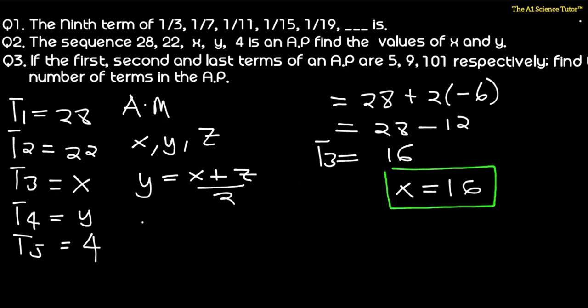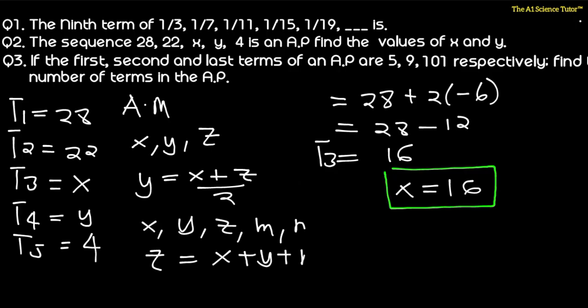How about if we had x, y, z, and let's say we had m and n. What is going to be the arithmetic mean for this sequence? If we take it that this is an arithmetic sequence, this is actually possible. We could say z is equal to x plus y plus m plus n, and this will be divided by 4. So if you are able to add this stuff together and divide it by 4, that should give you what z should be, which is always going to be the middle term.